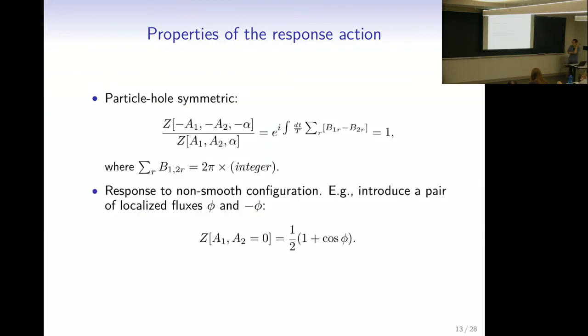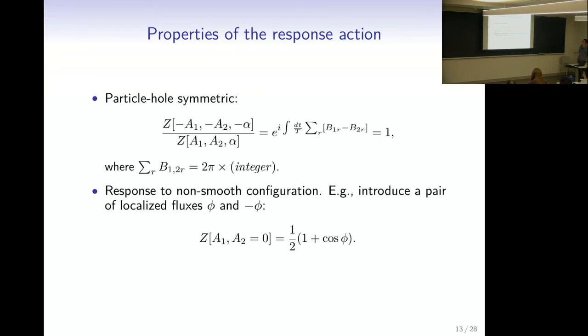So I talked about static gauge configuration, but let's say now I go back to my original exact expression for the response functional, the Schwinger-Keldysh response functional. So let me further discuss the properties of the Schwinger-Keldysh response functional. So first of all, it's consistent with particle-hole symmetry. So if I compare Z with A1, A2, A3, and Z with flipped A1, A2, A2, and alpha, it's just 1, okay? And that's particle symmetric.